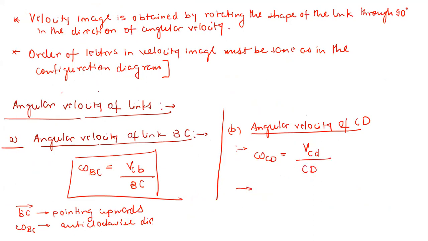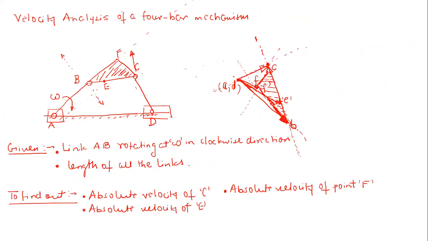And what will be the direction? Just see from here and tell me the direction. This is pointing clockwise, sir. Right. So this velocity of C, if you observe, is pointing in this direction. Velocity of C with respect to D, this DC vector, is pointing in this direction. So this is simply clockwise direction.